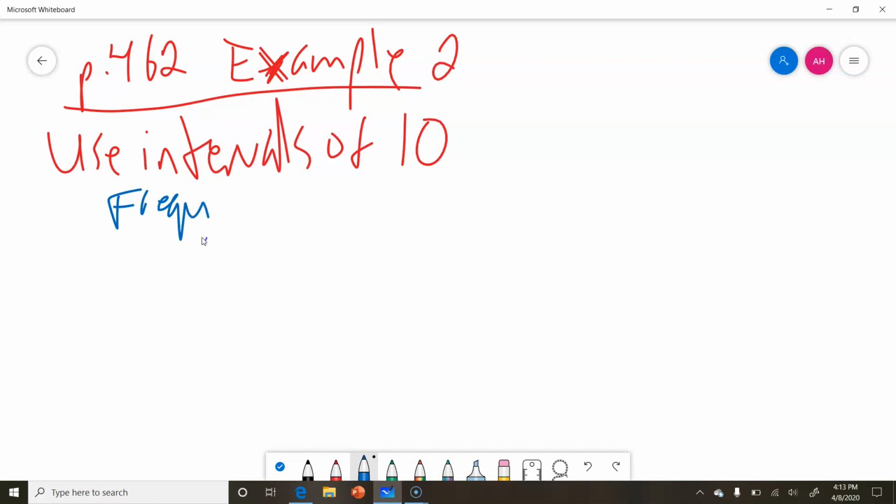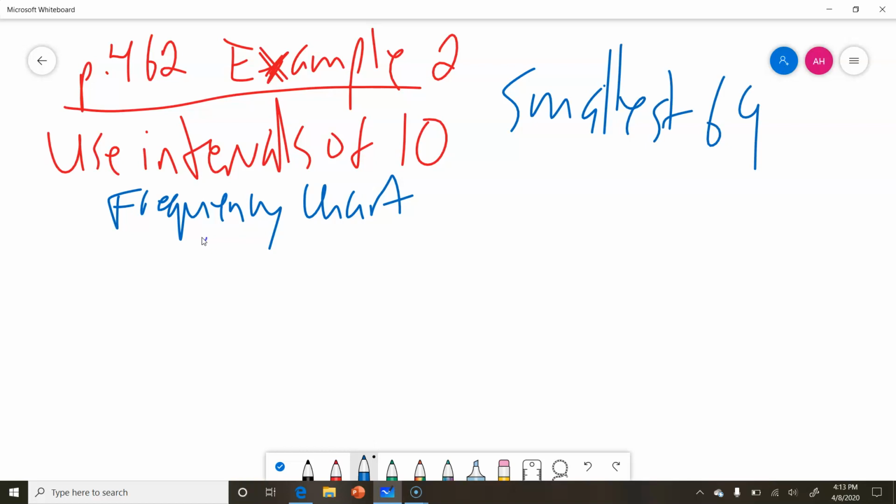You guys remember that, right? So we make a frequency chart. And when we have a frequency chart, the first category, we look at which number is the smallest. Well, the smallest number is a 69. Now, in order to get intervals of 10, we need to start with 60 and have it be 60 to 69. So over here, we're going to have 60 to 69.